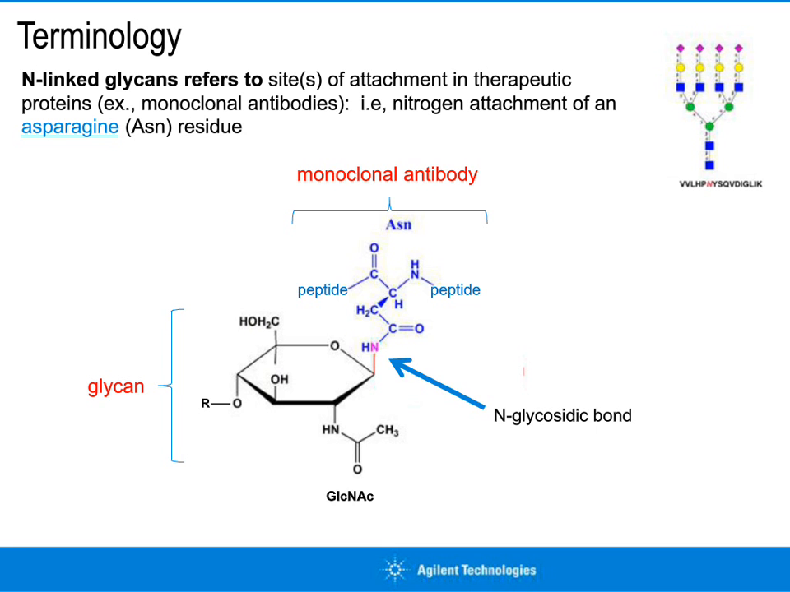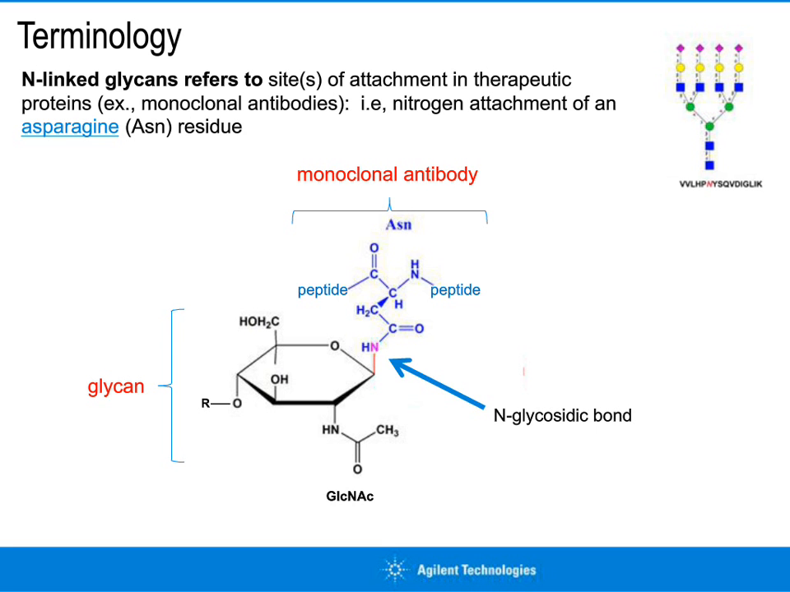O-link glycans attach to the oxygen atom of the side chain of serine or threonine. However, the more common form of glycosylation is N-link glycosylation, where the attachment of the glycan is on the amide nitrogen on the side chain of asparagine. This nitrogen attachment, you can see here by the blue arrow, is called the N-glycosidic bond.